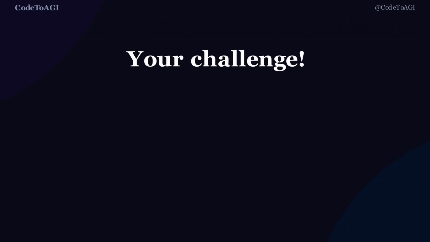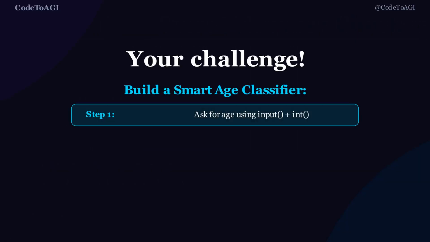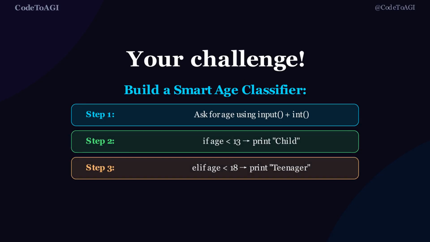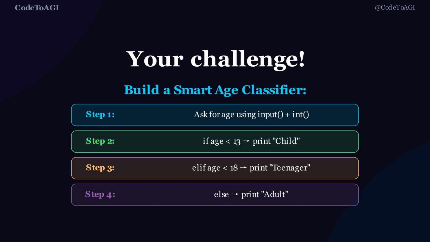Now, it is your turn. I want you to build a smart age classifier. Step 1. Ask for the user's age using input and int. Step 2. If age is less than 13, print child. Step 3. Elif age is less than 18, print teenager. Step 4. Else, print adult. Run it. Test it with different ages. Then paste your complete program in the comments below. I check every single comment on this channel, and I will personally review your code. If there is an error, I will tell you exactly how to fix it. This is a real challenge. Do it now while the lesson is fresh.